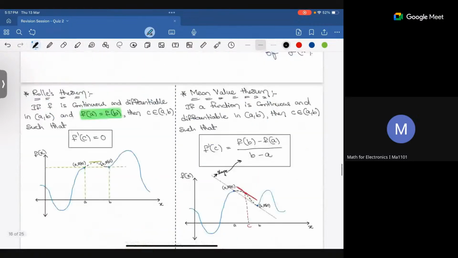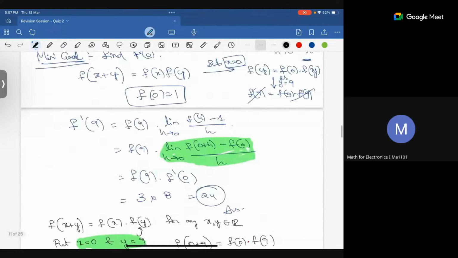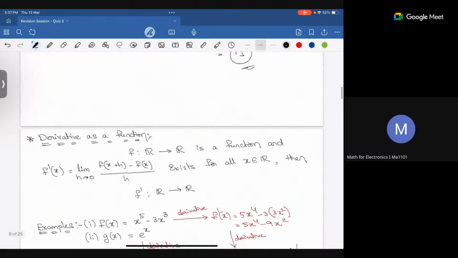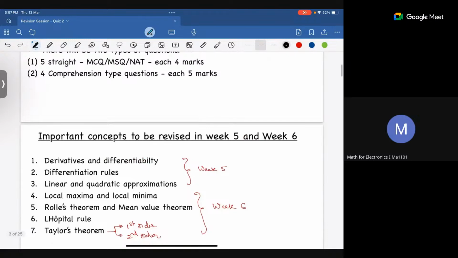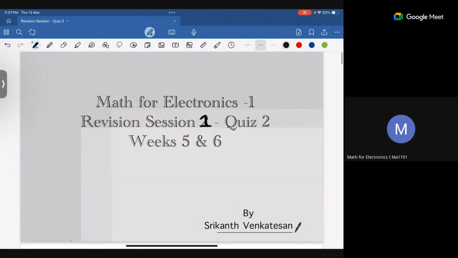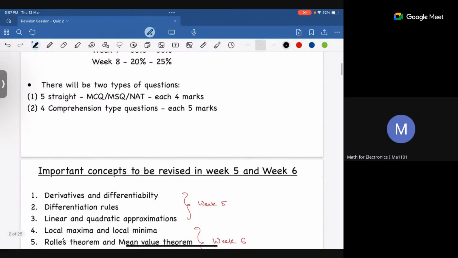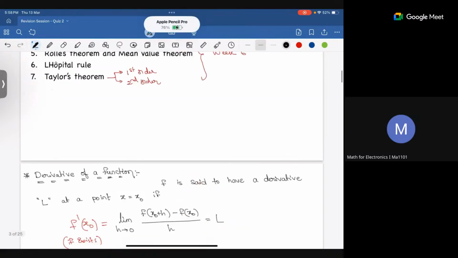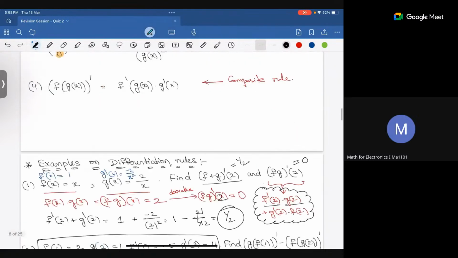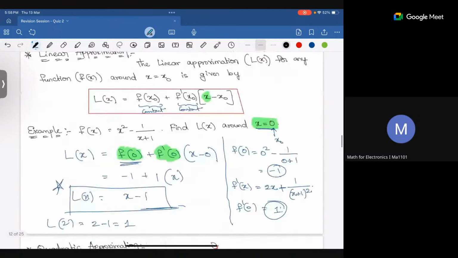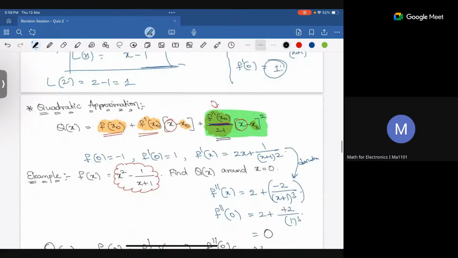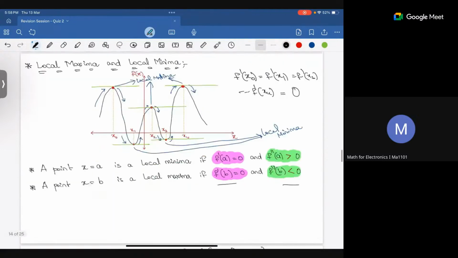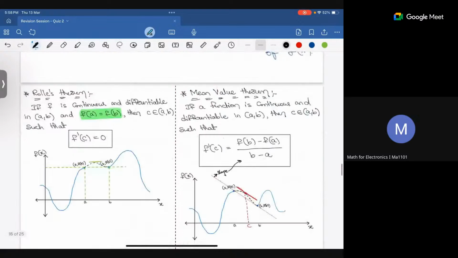So these are the topics that I wanted to cover today. I hope I have covered most of the important concepts. After this session, maybe tomorrow, day after tomorrow, just spend some time on week 5 and 6 and solve problems that are related to the concepts that we discussed today. Then you will be ready for the exam. Any doubts you can ask me, or else we can end the session here. All the very best for your exam. And we will meet mostly after quiz 2.